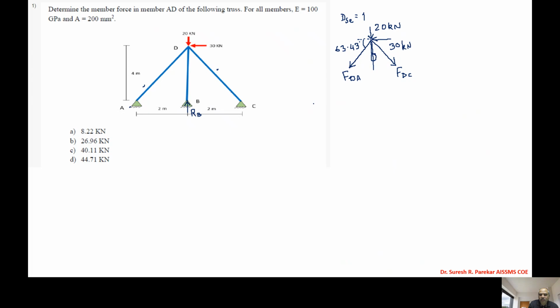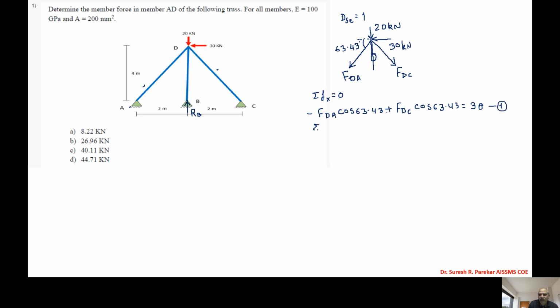We will first apply summation Fx equal to 0. So we have minus FDA cos 63.43 plus FDC cos 63.43, and then minus 30 equal to 0. I will directly take 30 on this side. So I have this as equation 1.